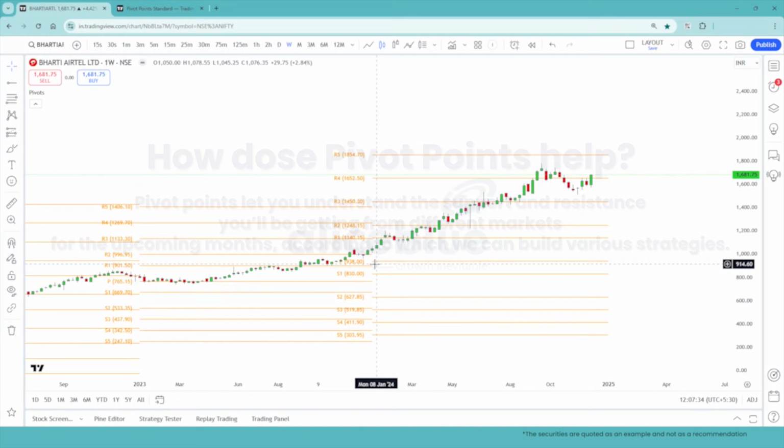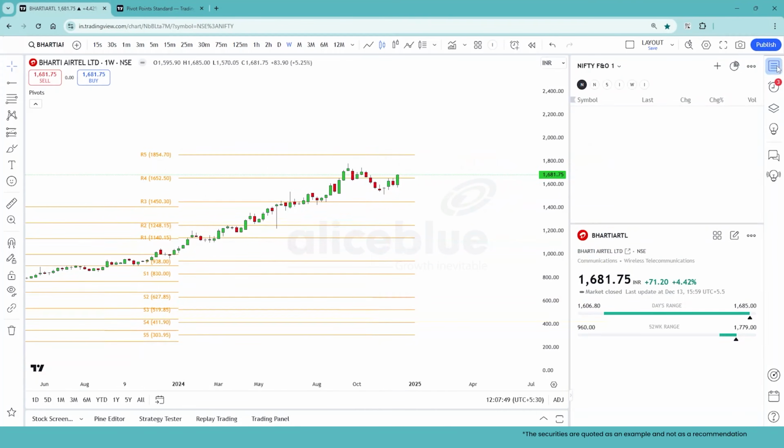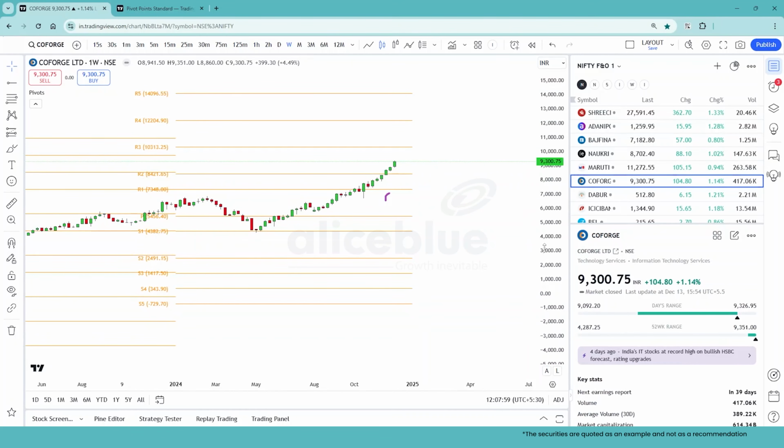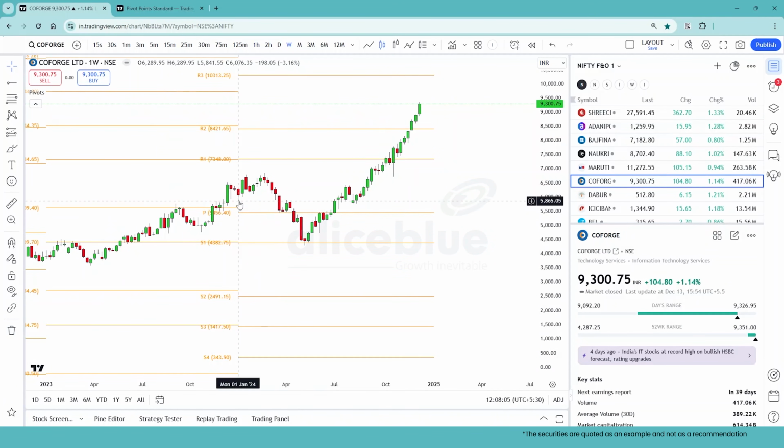So to sum up, pivot points let you understand the support and resistance you'll be getting from different markets for the upcoming months, according to which we can build various strategies. As an example, let's take a look at Coforge Limited. If you look at the pivots for this month, you can see the exact point from which the price is getting reversed. From this support level, the market has reversed.